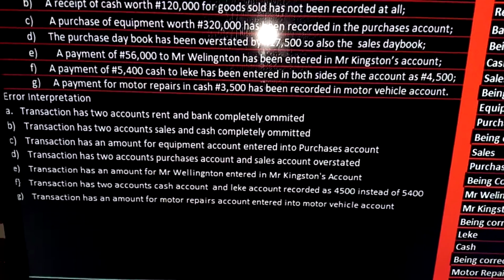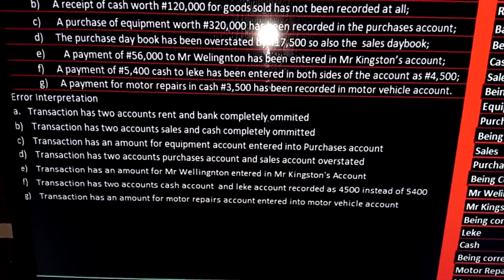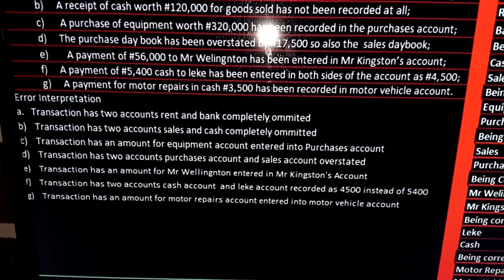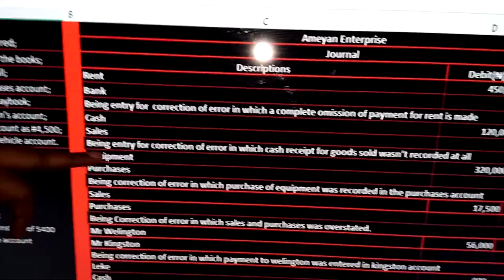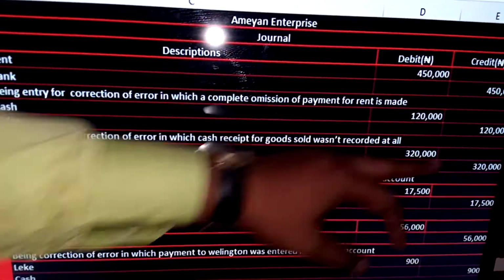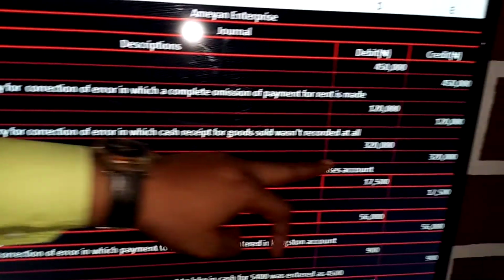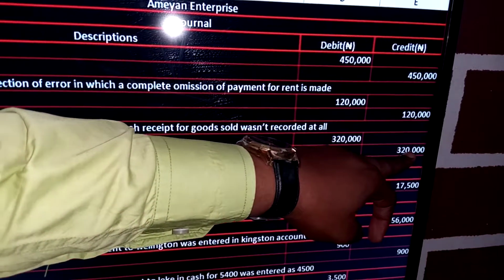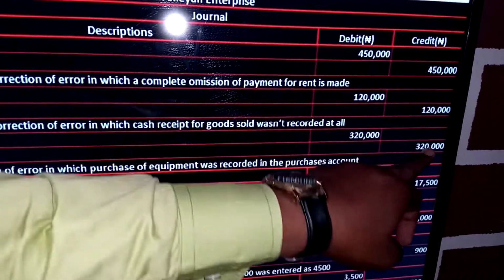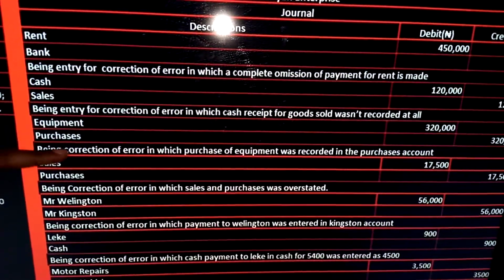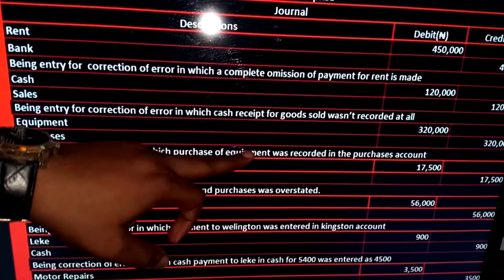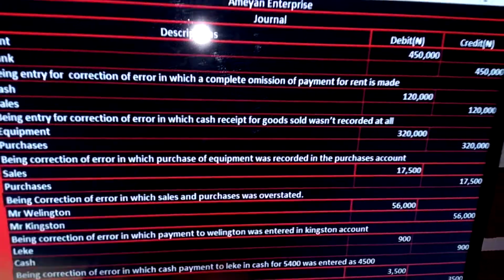So for us to take it out of purchases, we'll credit purchases and then debit the account that should have it. The account that should have it is equipment. Equipment here will be debited 320. We'll credit purchases with 320. We are crediting purchases here so as to bring out the 320 that was there, and then debit equipment. So we'll narrate. Being correction of error in which purchases of equipment was recorded in the purchase account.